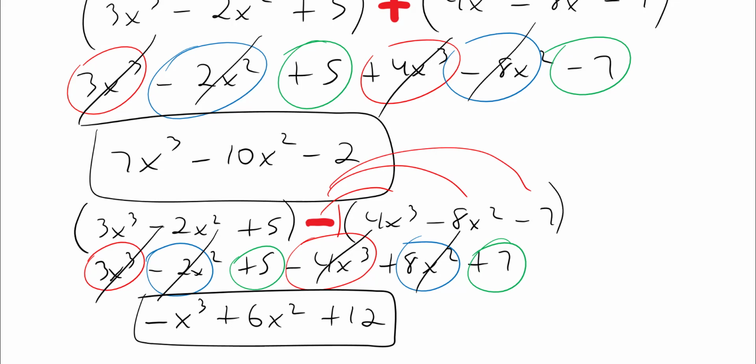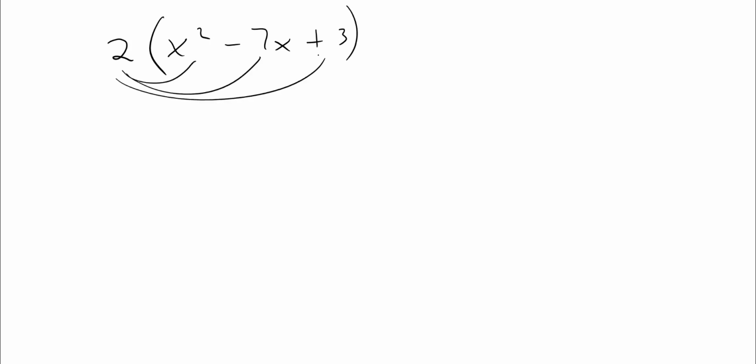Okay, so the last kind of problem, again, this is a relatively short unit here. But the next kind of problem is basically where you have to distribute. So if I have, let me just give you a quick example. 2 times x squared minus 7x plus 3. So you're going to distribute that 2 among all three terms. So 2 times x squared, 2x squared, 2 times negative 7x, negative 14x, and 2 times 3 is plus 6. And that's all you do to distribute.